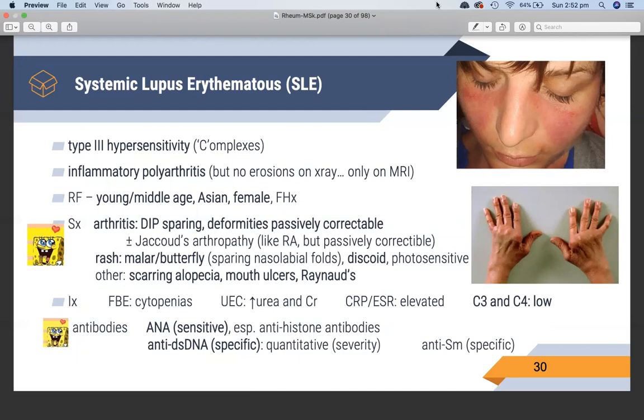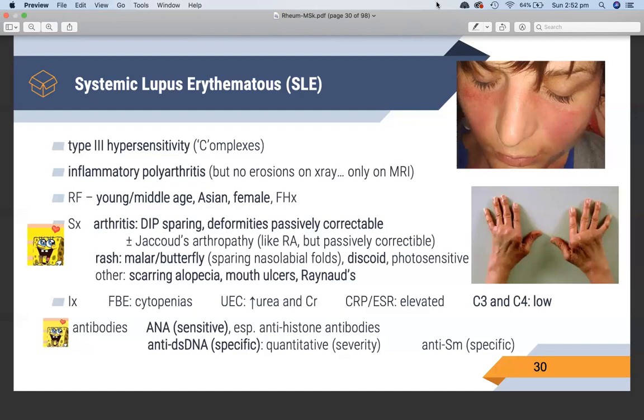This is an inflammatory polyarthritis. It's a really sinister, weird kind of disease. You don't see the erosions that you typically would on an X-ray. You can only see them on an MRI, so they're really subtle. Again, typically it's in young females, but in young Asian females in particular.